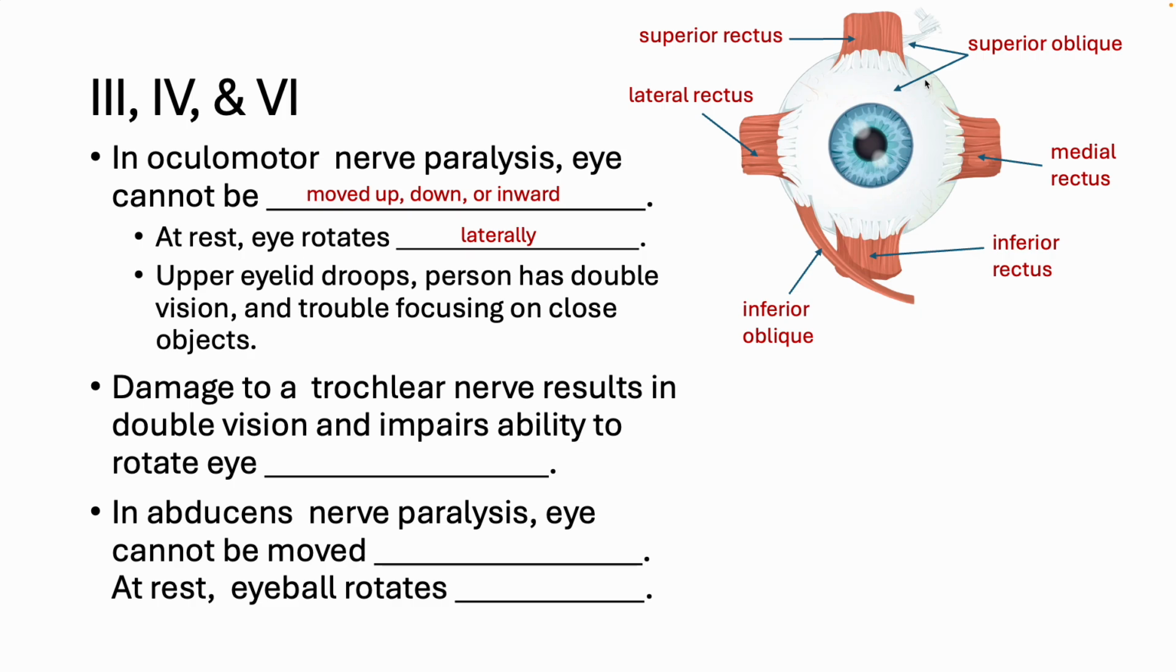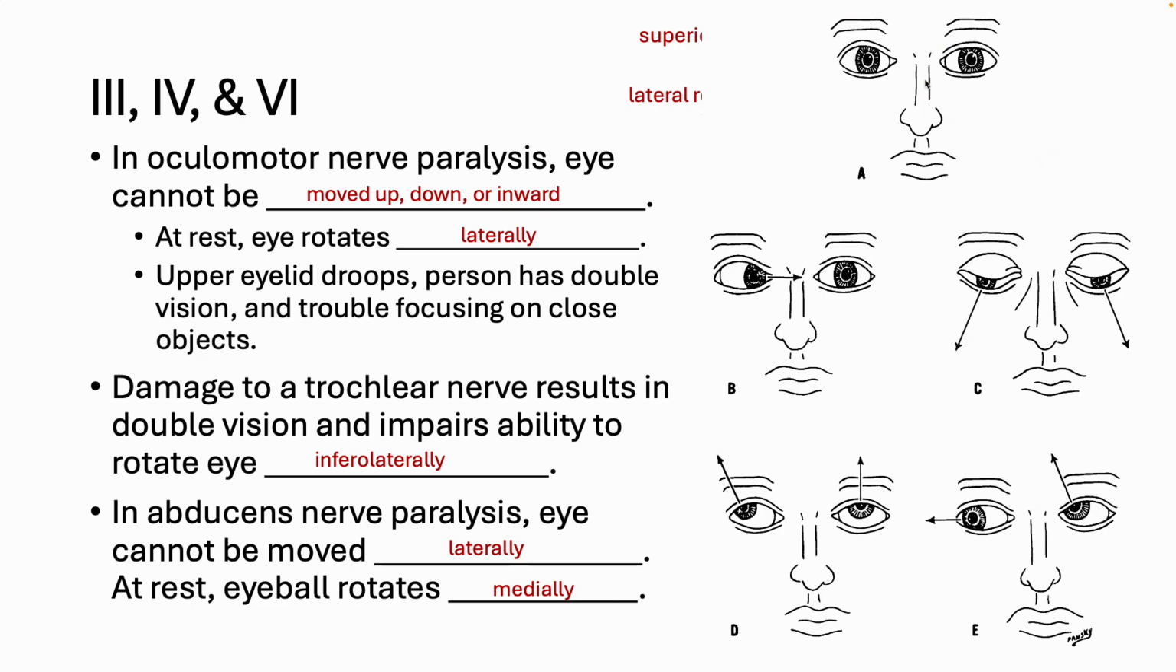Damage to the trochlear nerve is going to result in double vision and impairs your ability to rotate inferior laterally. And then in abducens nerve paralysis, the eye cannot be moved laterally, and then at rest, the eyeball will rotate medially. So you can see some different ways that the eyes would move depending on whether you have damage to one nerve, both nerves, and which nerve is associated with it.